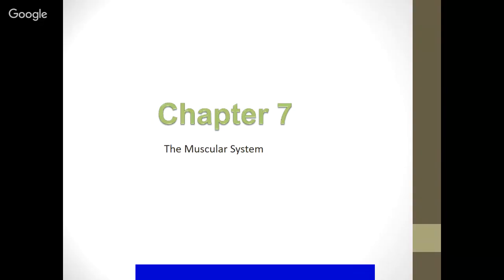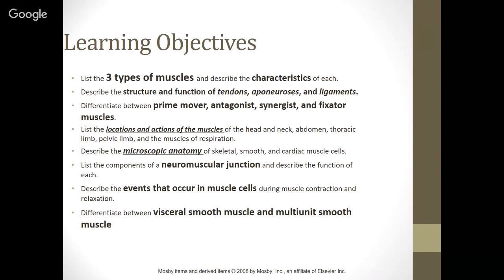Okay, let's start talking about the muscular system. This is Chapter 7 in Colville and Bassert's Comparative Anatomy and Physiology. Our learning objectives today will be to list the three types of muscle and describe the characteristics of each, and describe the structure and function of tendons, aponeuroses, and ligaments.